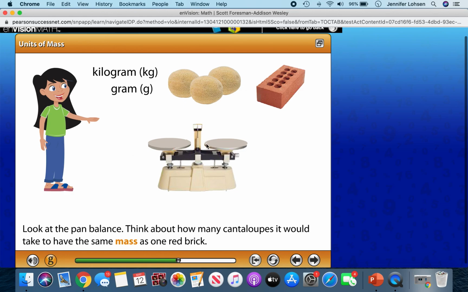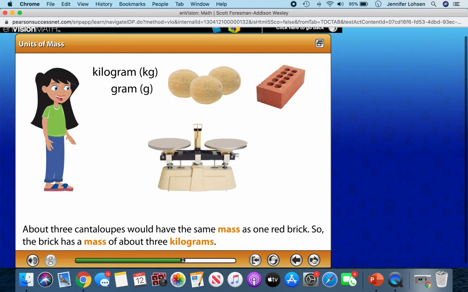Okay, so this pan balance scale, we saw this when we were measuring weight last week. So remember, it's kind of like a seesaw. The greater the mass on one side, that side's going to go down. The lighter object is going to go up. If they are level with one another, then that means that their mass is equivalent.